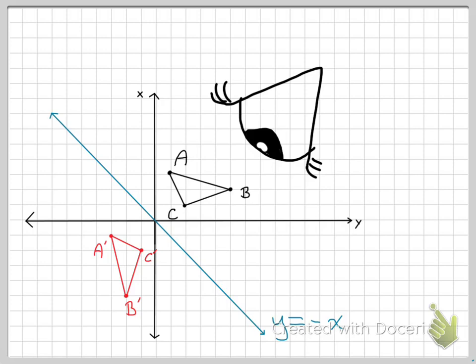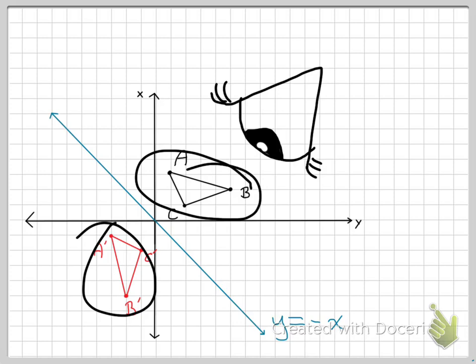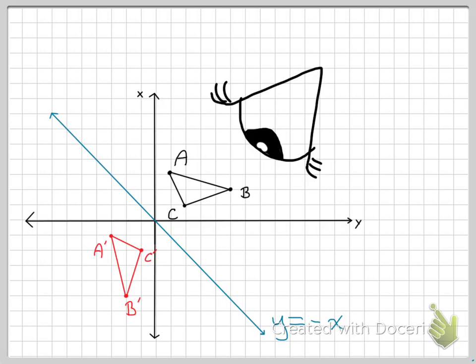Do you think that makes sense? If this is your object or your pre-image, like a triangular shaped object, and you put it in front of this mirror here, and you were looking at it from this vantage point, would it look to you like the image is behind the mirror as far as the object or pre-image is in front? And I would say yes, that does make sense. So that is my image after a reflection in the line y equals negative x.